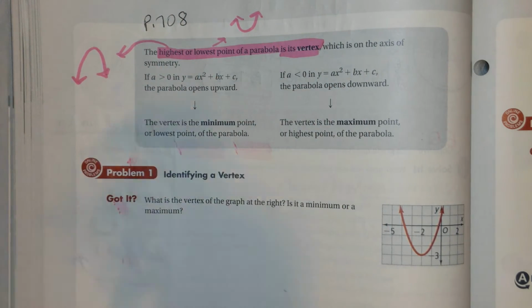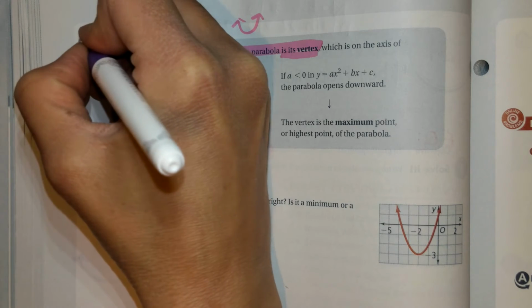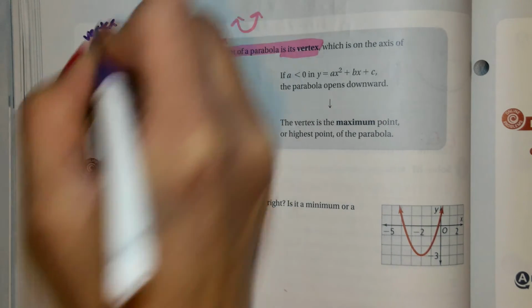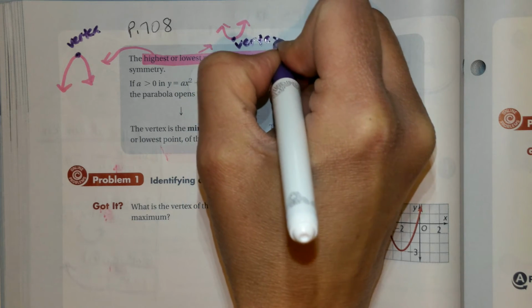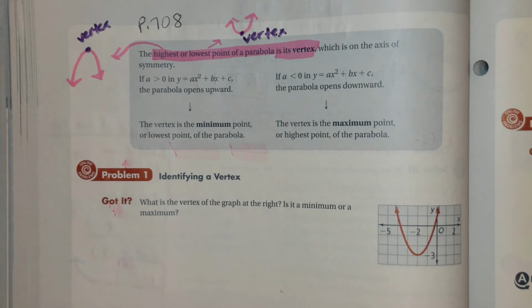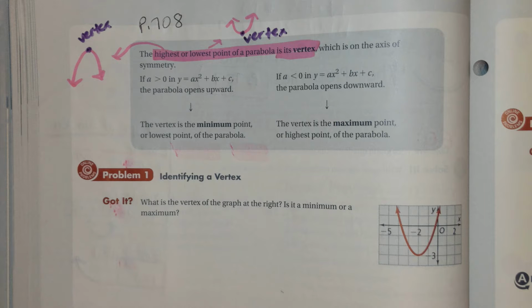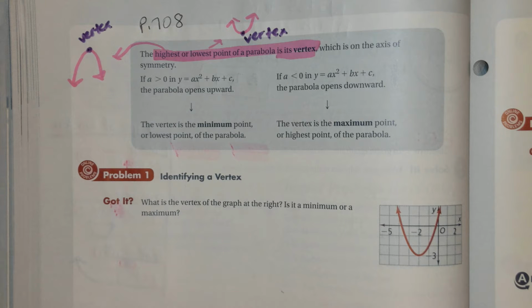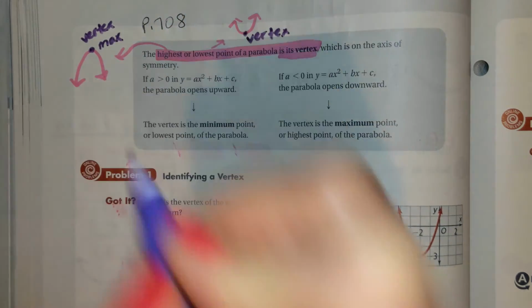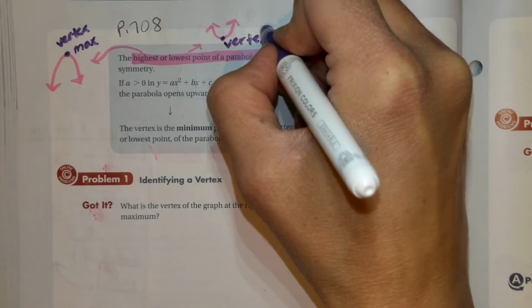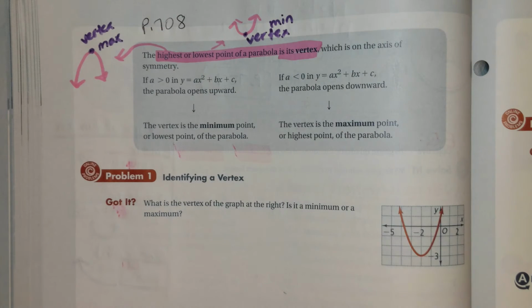So this is the vertex. Either the highest point, or on this one, the lowest point. That's what the vertex is. You'll have some questions on MathXL about identifying the vertex and telling if it's a maximum or a minimum. So here it's the highest point, it's a maximum, and here it is a minimum. It's just a nice little visual to show you.